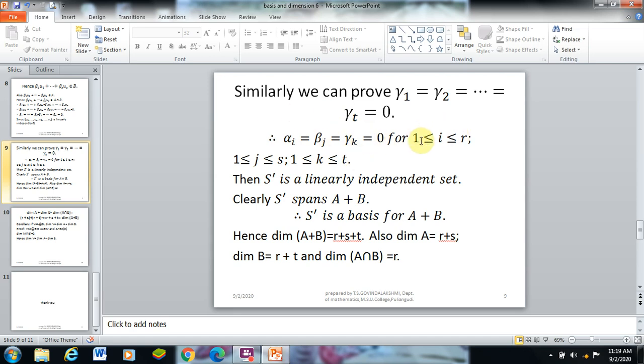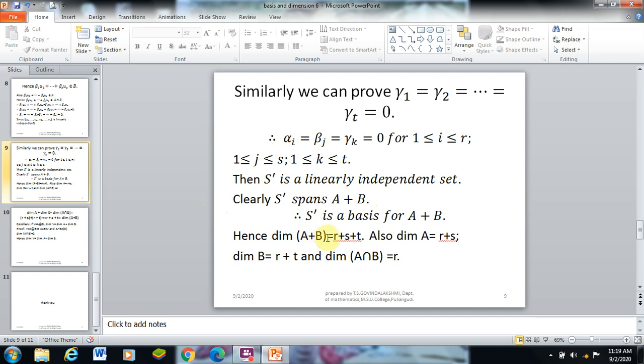Therefore all the scalar values αi, βj and γk are equal to 0. Here i is in the range 1 ≤ i ≤ r, j is 1 ≤ j ≤ s, and k is 1 ≤ k ≤ t. These scalars are all 0. So S' is a linearly independent set. Clearly S' spans A plus B, so S' is a basis for A plus B.